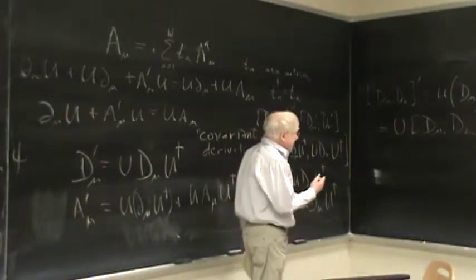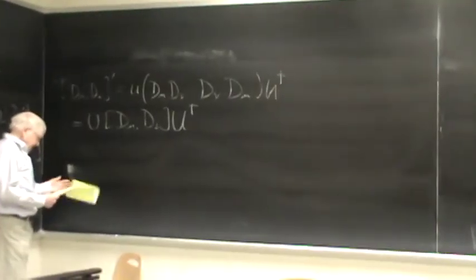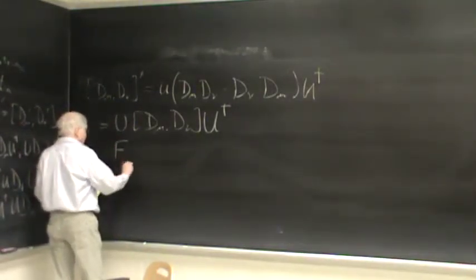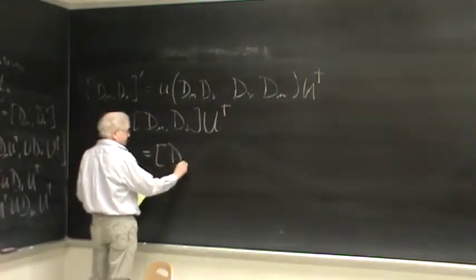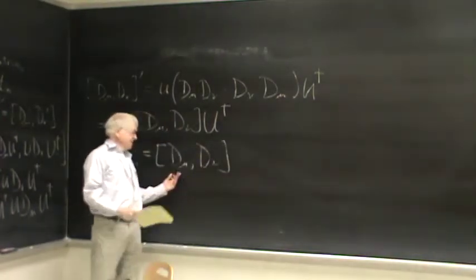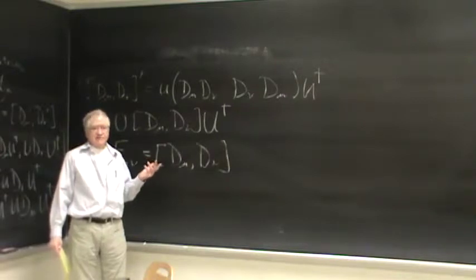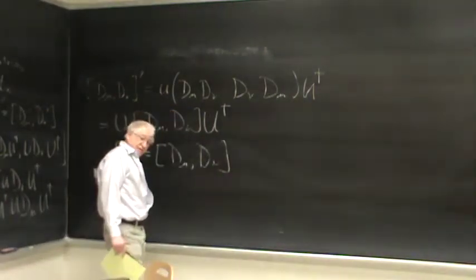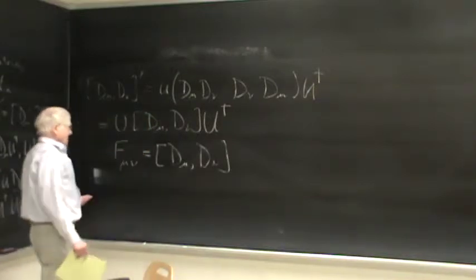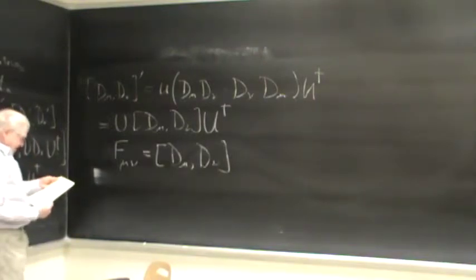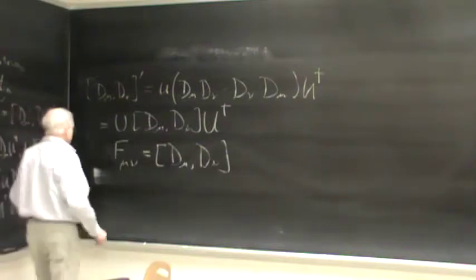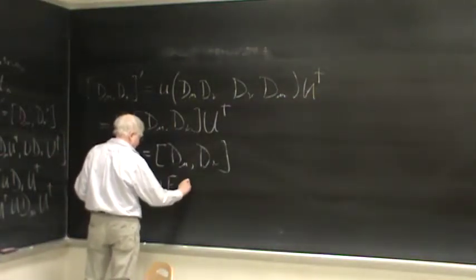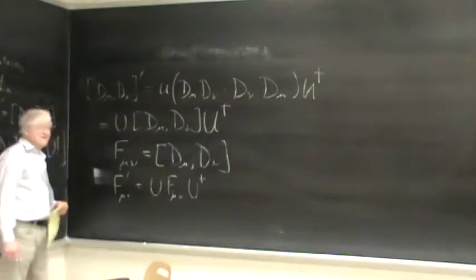All right, but this allows us to make something that's invariant. So in fact, what you do is you define F mu nu to be simply this commutator. And notice that when you do that, the free derivatives cancel. So when you multiply this out, you don't have any extra derivatives there. In other words, F mu nu is no longer a differential operator. It's just a matrix. And so what is F mu nu prime? Well, this, of course, will be u F mu nu u adjoint. So it has nice transformation properties.